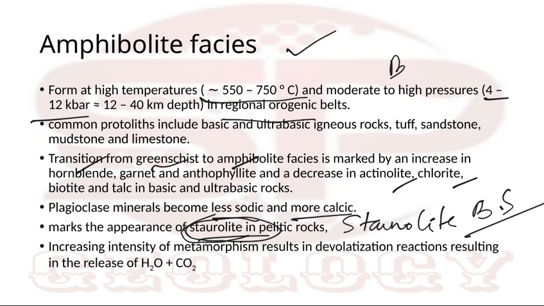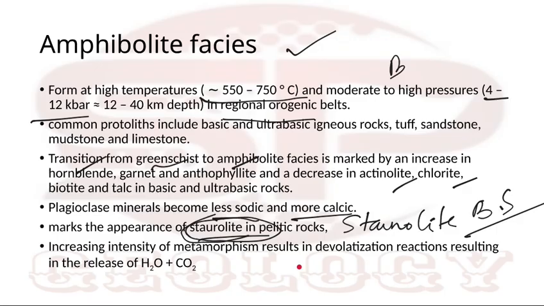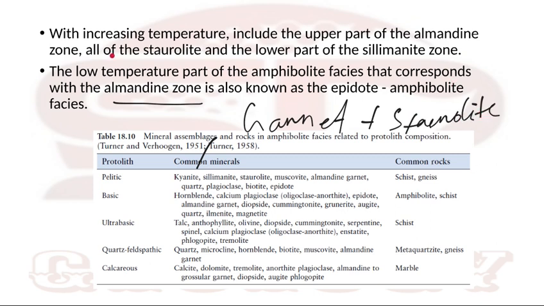So we are moving to the almandine zone. Amphibolite facies corresponds to the almandine zone. Here it was written as staurolite, CBGSKS. So garnet, almandine and staurolite are included in this facies. Amphibolite facies corresponds to the garnet almandine staurolite zone of the Barrovian sequence.